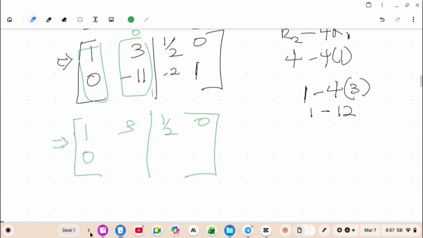We just divide by the number itself. When you want to turn it to a unity, divide it by the number itself. So it's like negative 11 divided by negative 11. So you get 1.